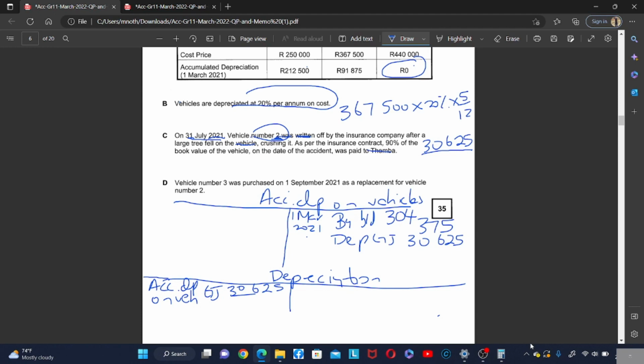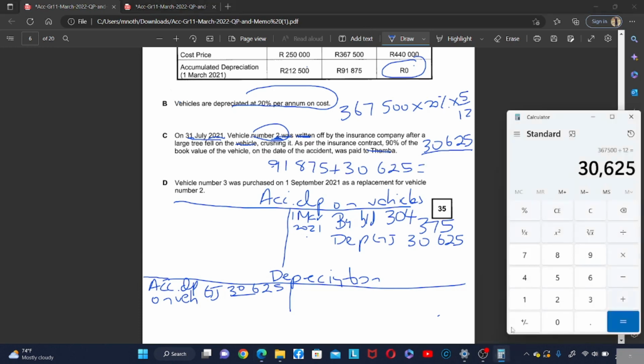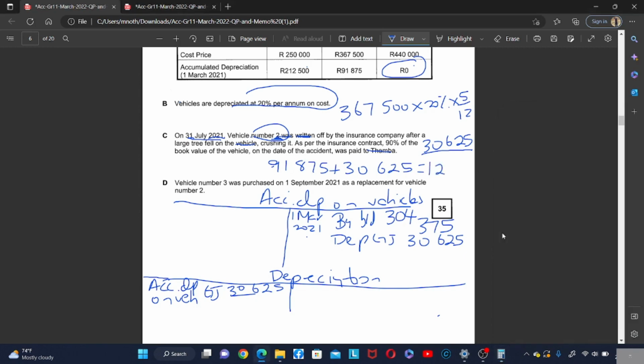Then after we have calculated the depreciation of the asset that the business is getting rid of, we have to add it to the accumulated depreciation of the asset that the business is getting rid of. So it's going to be 91,875 plus 30,625, which is equal to 122,500.